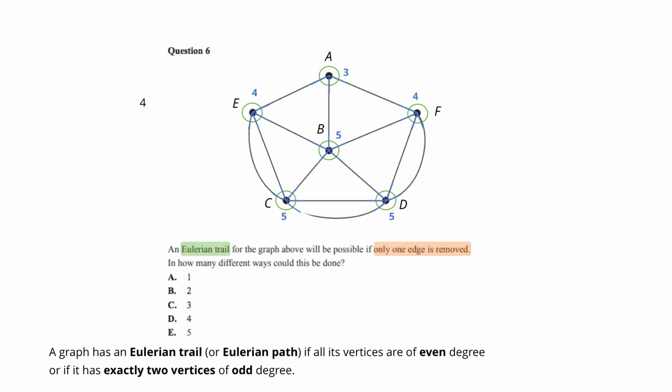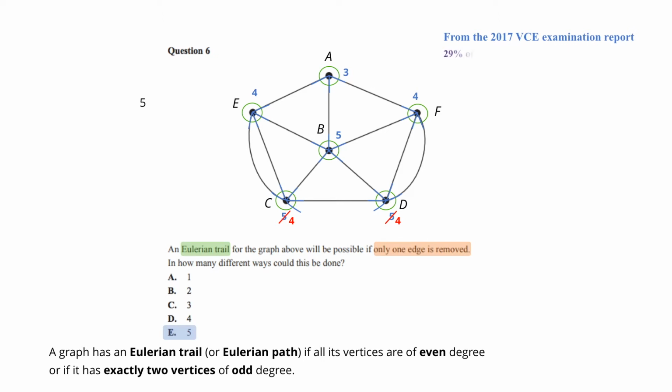Now we are going to remove the edge CD, the curved one. Again, this makes vertex C of degree 4 and vertex D of degree 4 as well. So the only vertices of odd degree are A and B. So this is the fifth way. So the answer we are after is option A, 5.